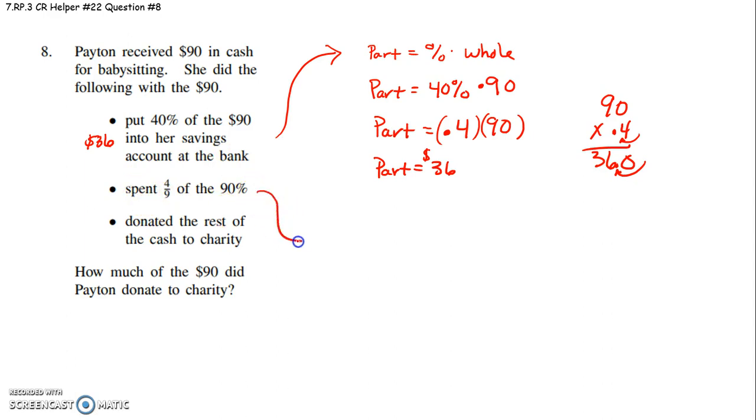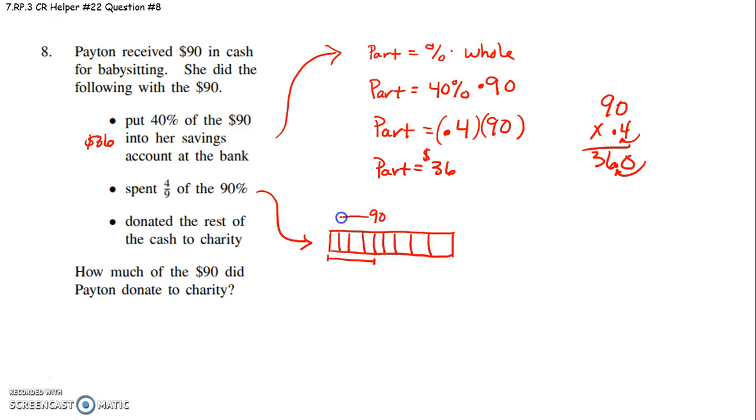Now for the second part, she spent 4/9 of the 90. A couple ways to go about this. You could either do a tape diagram. Break it into 9 parts. 1, 2, 3, 4, 5, 6, 7, 8, 9. And then figure out how much 4 of those parts would be.